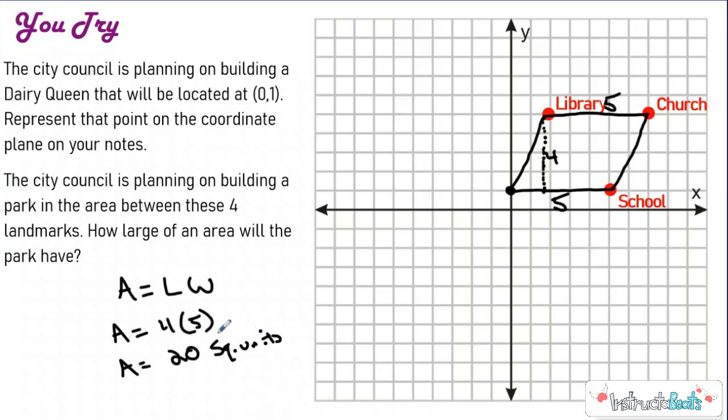So we don't know if it's square feet, square yards, square miles, square, I don't know, acres, who knows. But on our coordinate plane, the area of the park they'd be able to build between the 4 landmarks would be 20 square units. So hopefully you got that one right. If not, it's okay to fail as long as you learn from it. You go back, rewatch the video, check out our other videos if you need to.